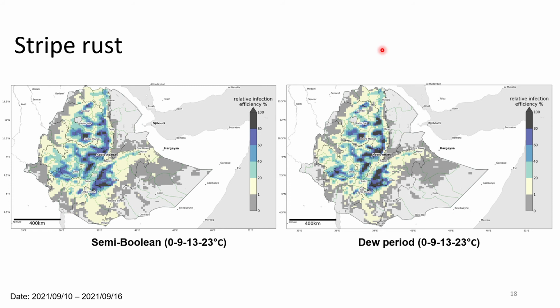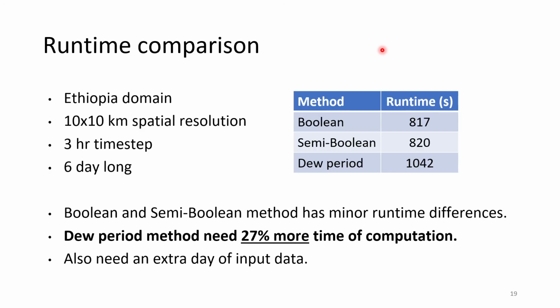So what can we say from this? Is it worth taking this approach? Because it's quite a bit bigger and more complex. How are the run times? If we compare all the runs for the same domain with the same spatial resolution and temporal resolution for a 6-day long run, we get these numbers in seconds.